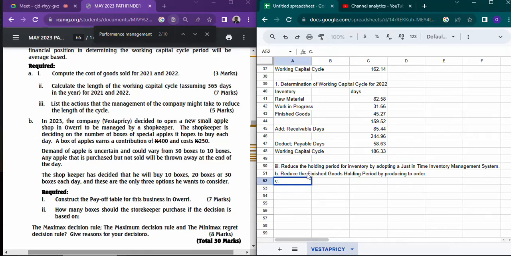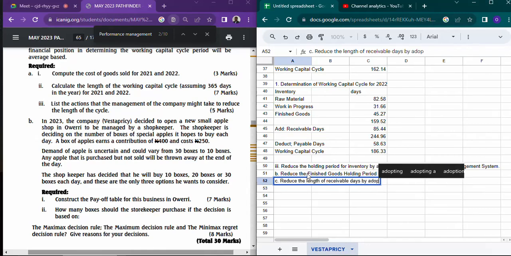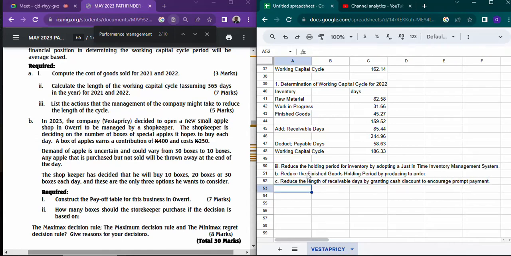Number three is to reduce the length of receivable days, by adopting cash discount to encourage prompt payment. Is that clear?